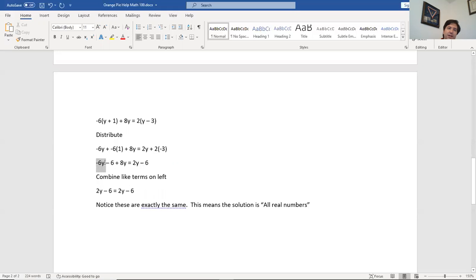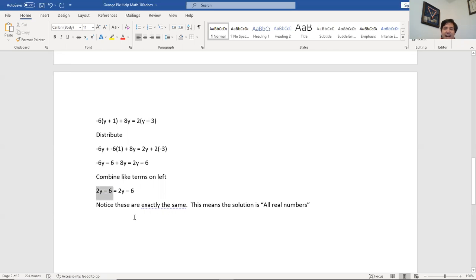Now we're going to combine some like terms. So here's -6y, here's plus 8y. Well, guess what? -6 plus 8 is a +2. So now you have 2y. It doesn't become y squared or anything. There's only one y to go around. So it's just 2y. Bring down your -6. This is also 2y minus 6.